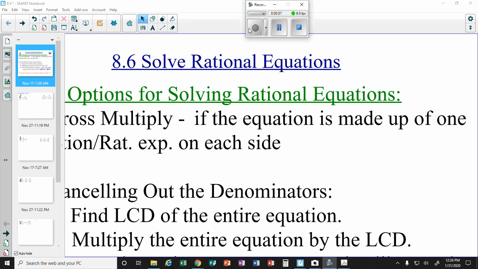So 8.6, solving rational equations. This is the last section. Our test is next Thursday.